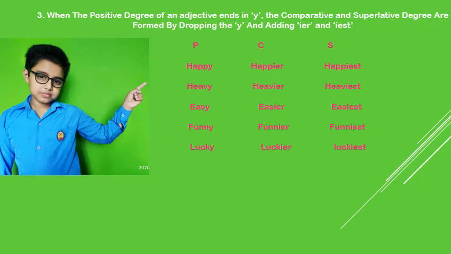The third rule here is that when the positive degree of an adjective ends in Y, the comparative and superlative degrees are formed by dropping the Y and adding IER and IEST. So let's take some examples. The positive degree here is happy. The comparative degree of happy is happier. And the superlative degree of happy is happiest.